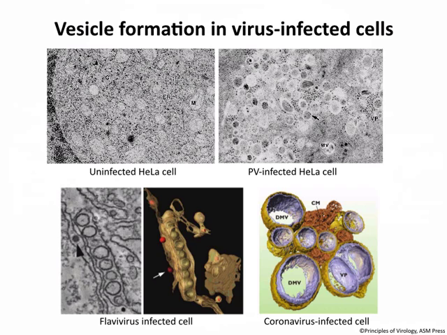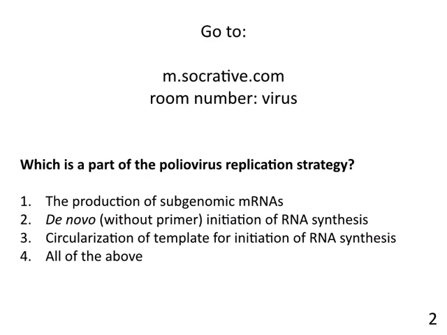So RNA synthesis on vesicles is essential. And as I said, we think it's because you can concentrate all the components very effectively on a surface rather than having them floating around randomly in a cell and having to depend on bumping into one another for the reaction to occur. Which of these is a part of the poliovirus replication strategy? One, the production of subgenomic mRNAs. Subgenomic means shorter than the genome RNA. Two, de novo, without primer, initiation of RNA synthesis. Three, circularization of template for initiation of RNA synthesis, or maybe all of these could be right.